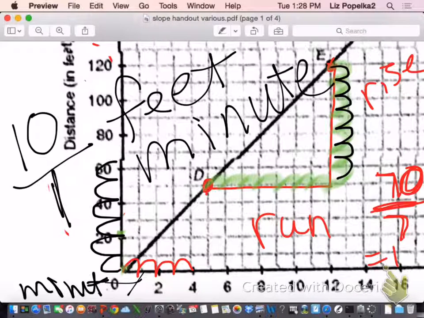How does he go 10 feet for 1 second? Oh, I'm sorry. I should have said minutes. My fault, y'all. Yeah, 10 feet per minute. Yeah, that would be awfully darn fast, wouldn't it?